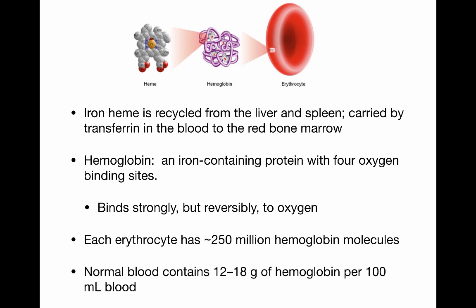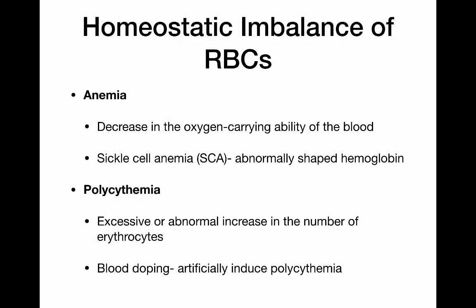So each of our red blood cells has somewhere between 250 and 280 million hemoglobin molecules. A normal blood sample will have somewhere between 12 and 18 grams of hemoglobin per 100 milliliters of blood. So it's quite a bit of hemoglobin. So we care about abnormalities in our red blood cells because our red blood cells specifically are super important to us because they are our oxygen transporters, among other things, but that's the main role.